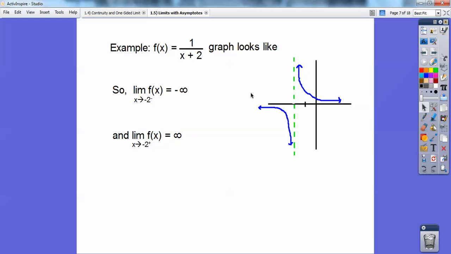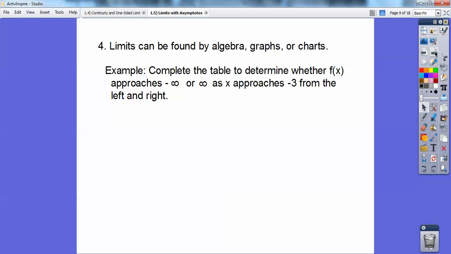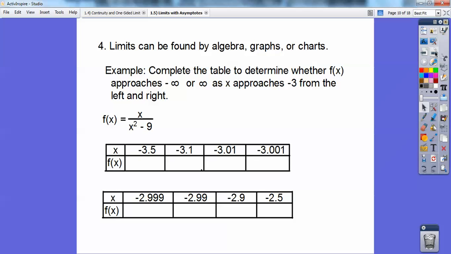So this right here says when I approach -2 from the left. See that minus sign? This says when I approach -2 from the right there. Okay, so limits can be found by algebra, graphs, or charts. So an example: complete the table to determine whether f of x approaches negative infinity or positive infinity as x approaches -3 from the left and from the right.